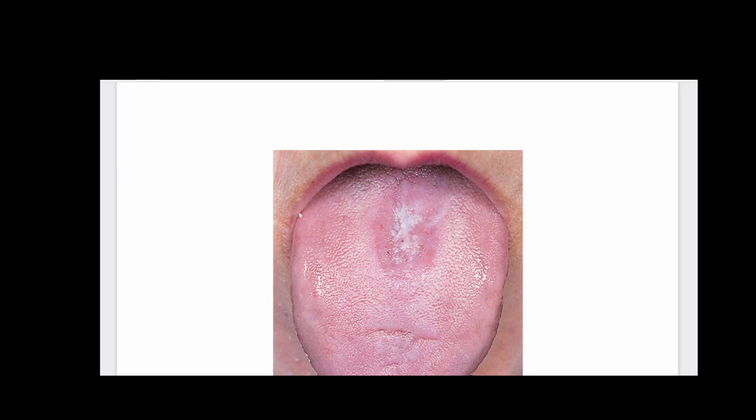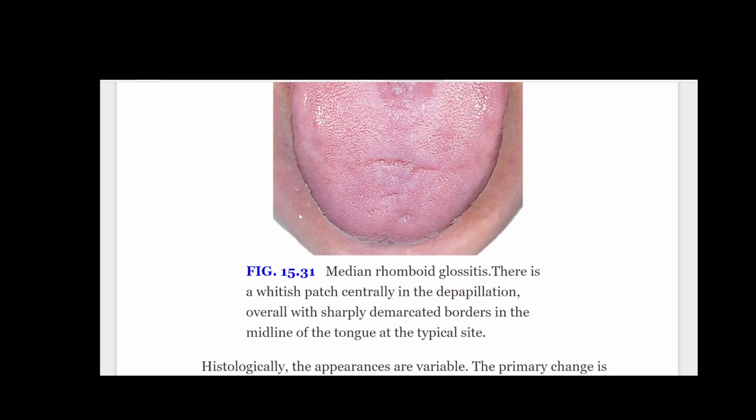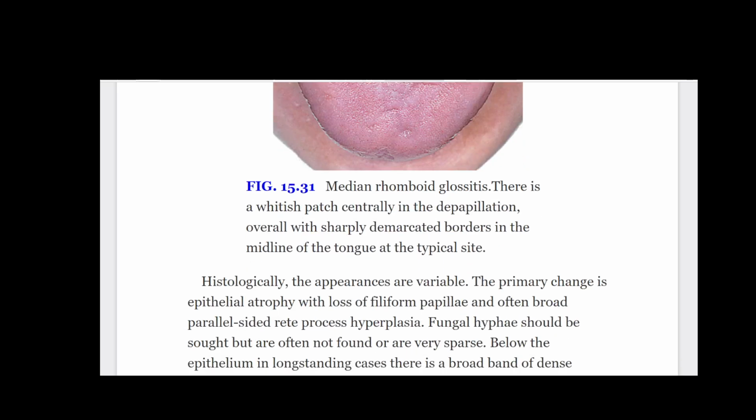Histologically, the appearances are variable. The primary change is epithelial atrophy with loss of filiform papillae and often broad parallel-sided reactive-process hyperplasia. Fungal hyphae should be sought but often not found or are very sparse. Below the epithelium in long-standing cases there is a broad band of dense scarred fibrous tissue, Fig. 15.32, that makes the lesion feel indurated. Nodules arise by inflammation-induced fibroepithelial hyperplasia.